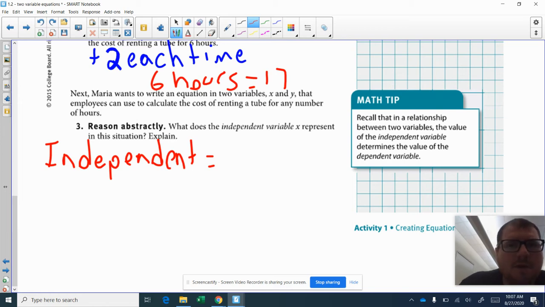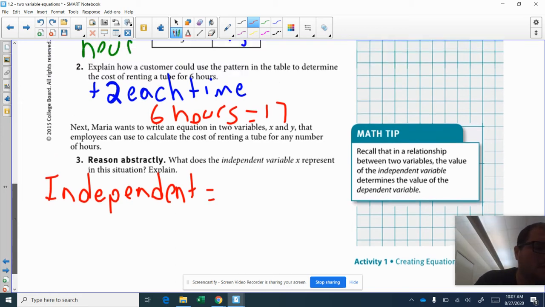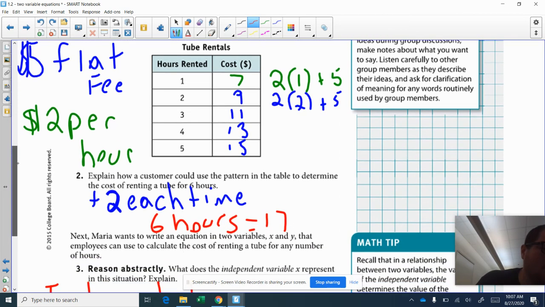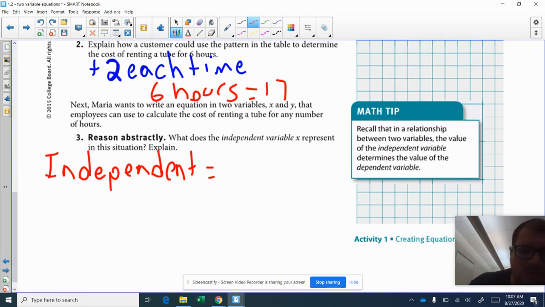Well, if you really think about this tube problem up here, we don't really affect the cost. We choose how many hours we want the tube for. Okay? So in this situation, the independent variable is the hours that we are holding the tube for. Okay? It's what we can control. We can have the tube for 3 to 4 hours. Okay? But that choice affects something else in the problem. And that leads us to the second portion, which is the dependent variable.